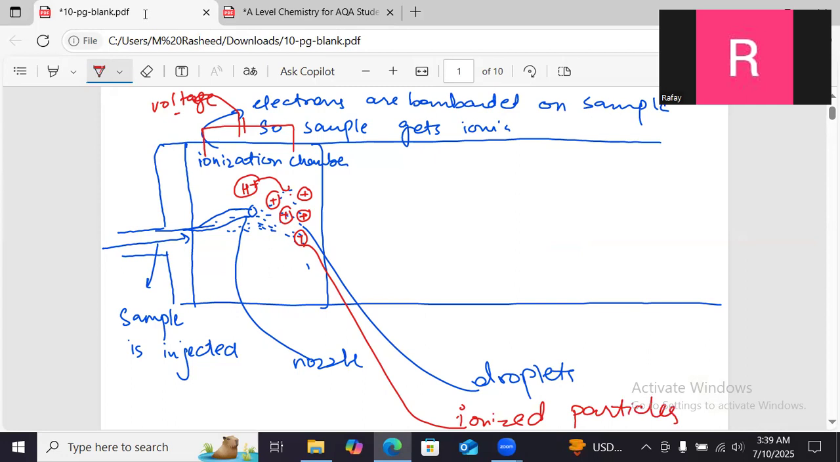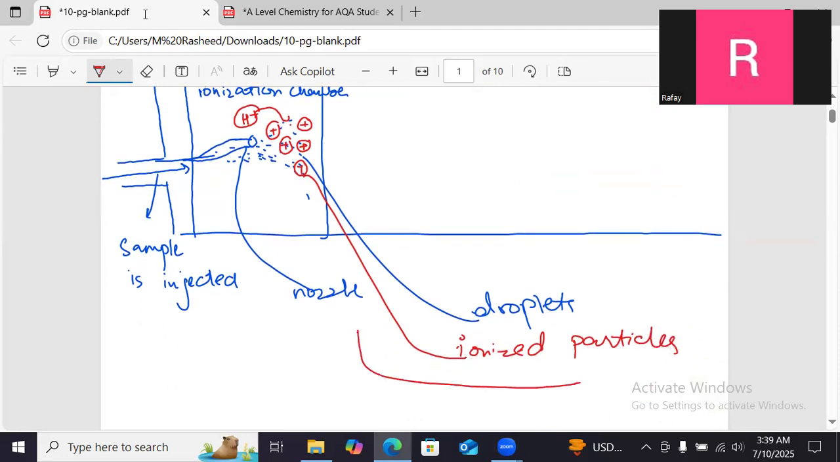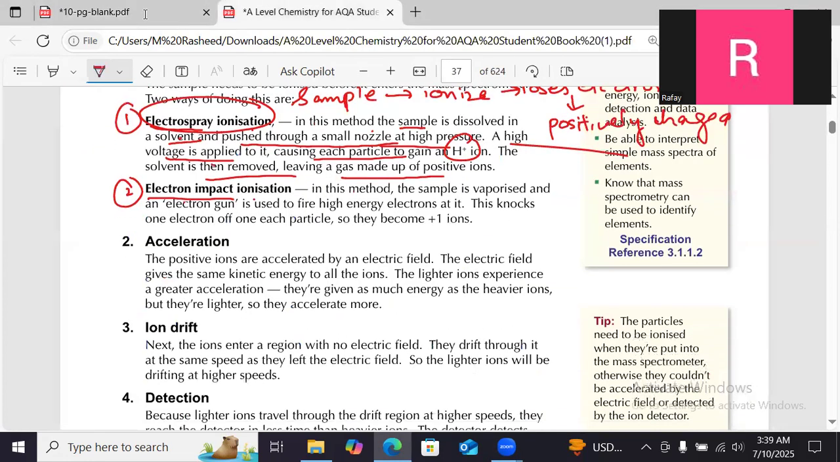Okay. Got it? This is the first method, in which it is sprayed in the form of droplet. This is called as electrospray ionization. Then another method is electron impact ionization. This ionization chamber can be different in different mass spectrometers. In this one, the sample is vaporized and an electron gun is used to fire high energy electron at it. This knocks off one electron so that it becomes positively charged.